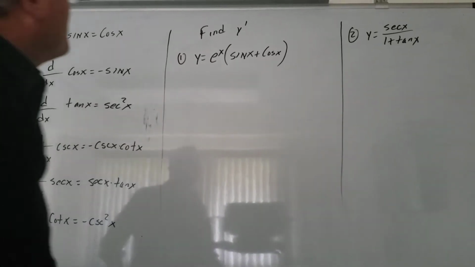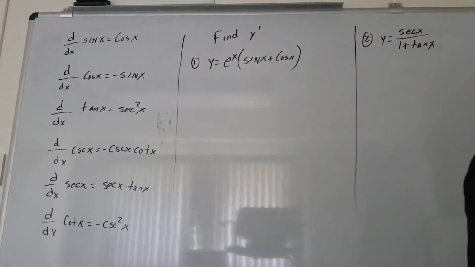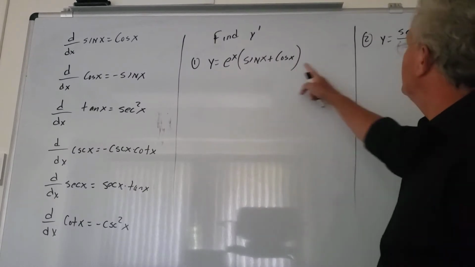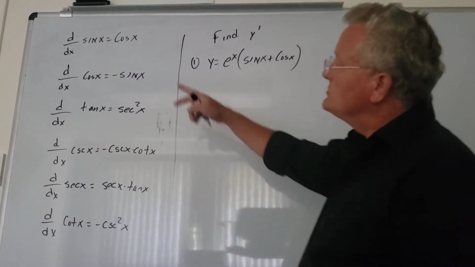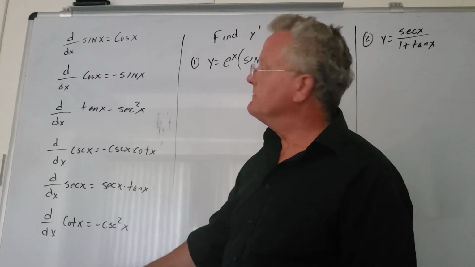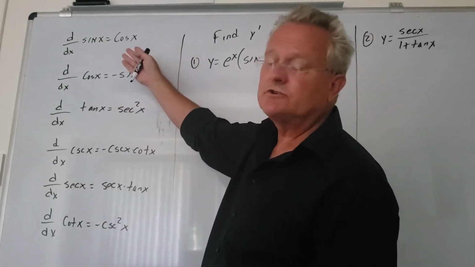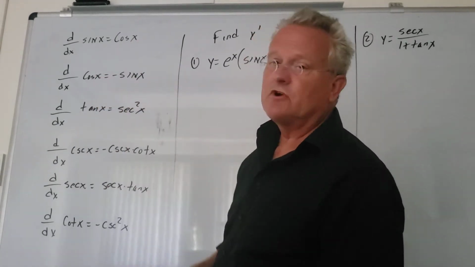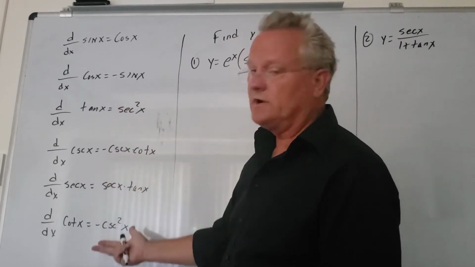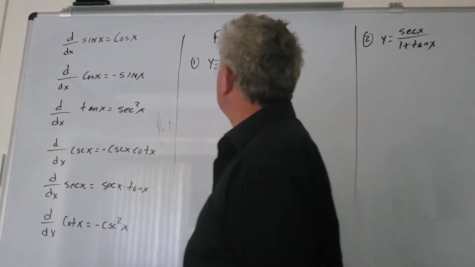Okay, so in this video we're going to do a couple of problems of taking derivatives that contain trigonometric functions. So first we've got to know these derivative formulas. The derivative of sine is cosine, the derivative of cosine is minus sine, and so on and so forth. So we've got to know those.